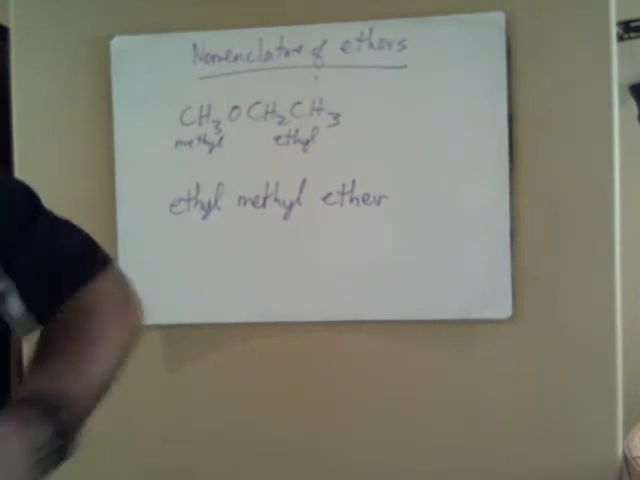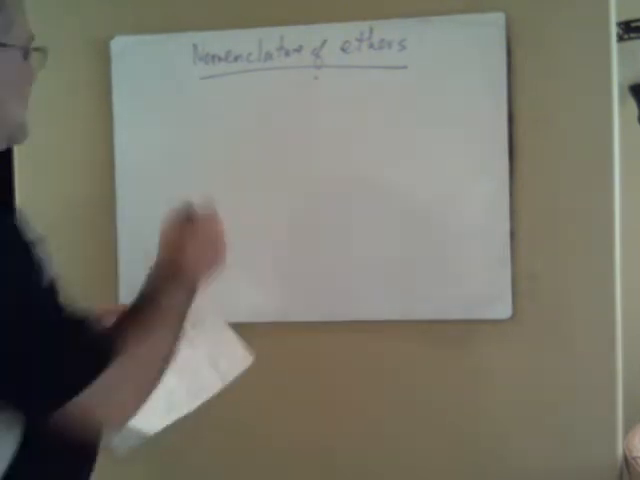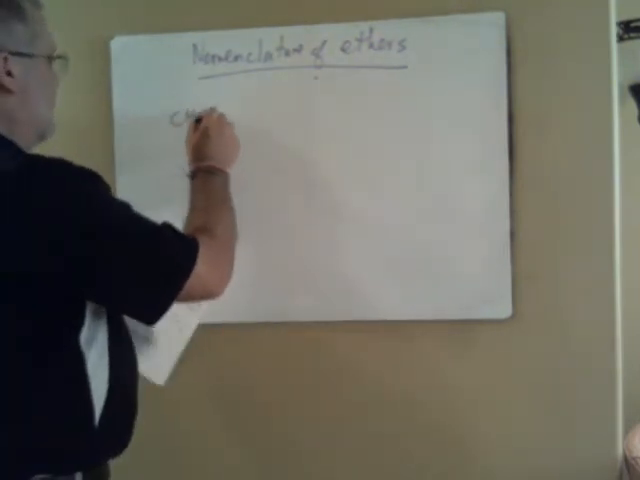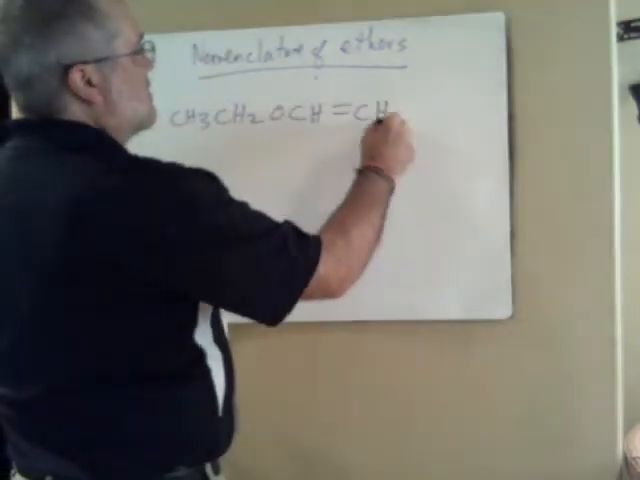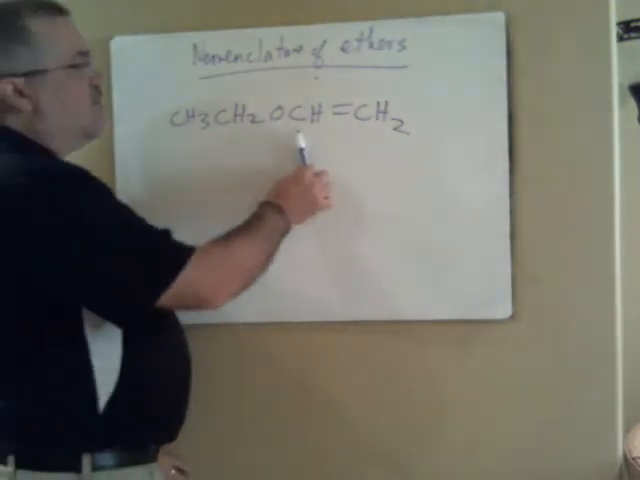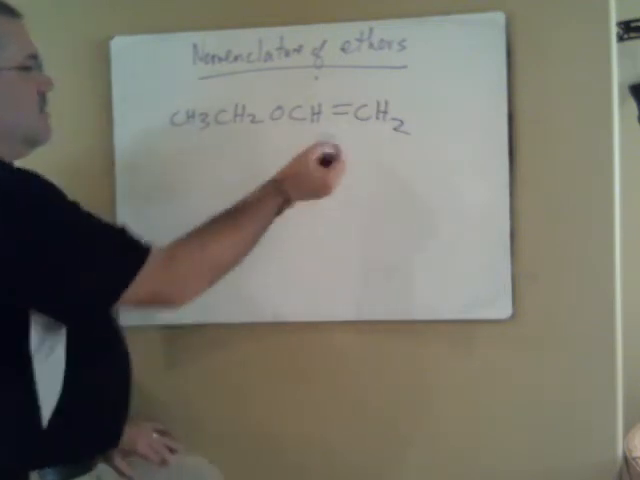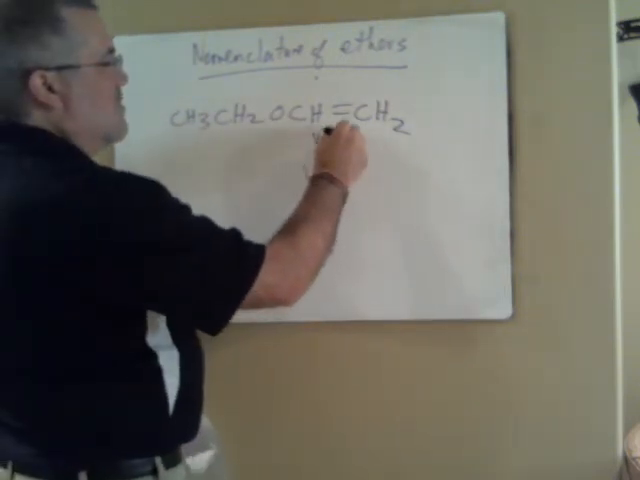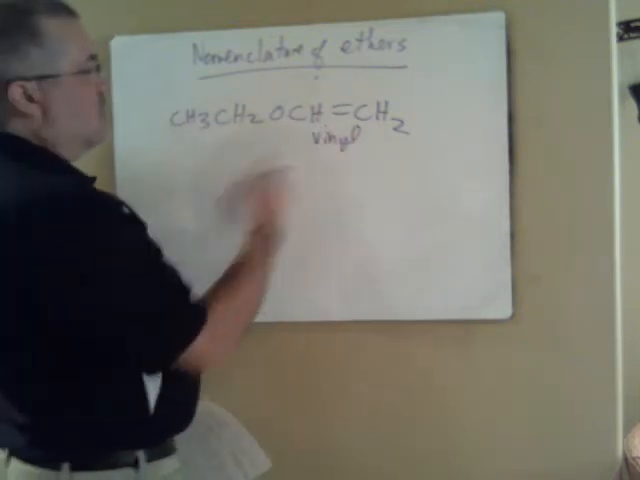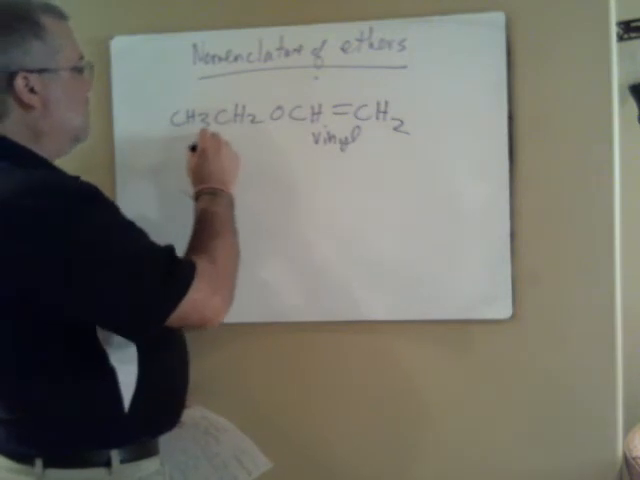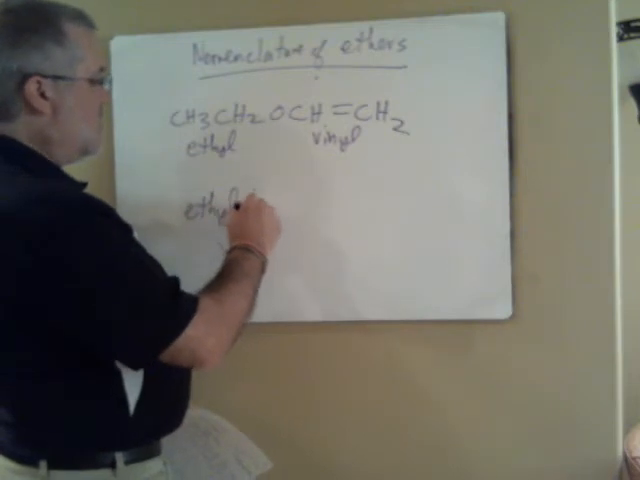Another example, just to reinforce this, remember the residues can even be vinyl or aryl. So let's say that you have this ether. We'll notice that this organic residue here is a vinyl group. So this is vinyl, which is our archaic name for it, or it could be ethenyl if you chose to use the IUPAC. And then this is ethyl. So alphabetically, ethyl comes first. So ethyl vinyl ether.